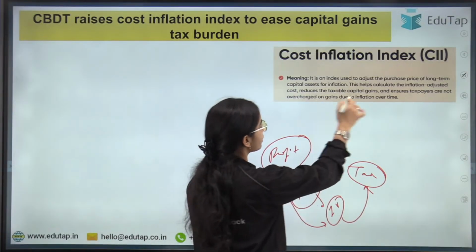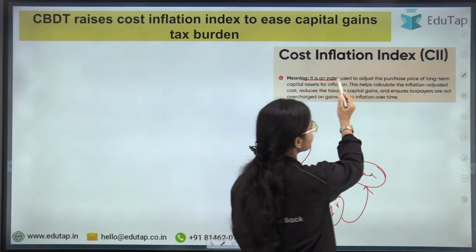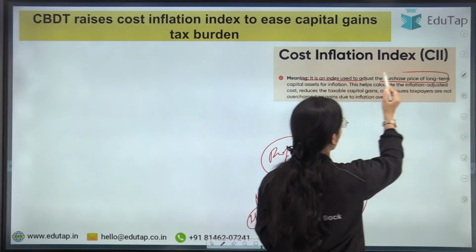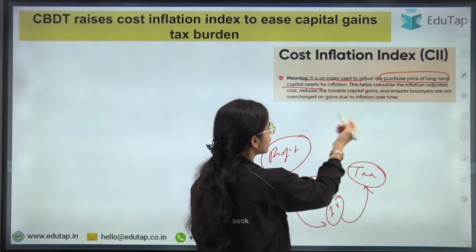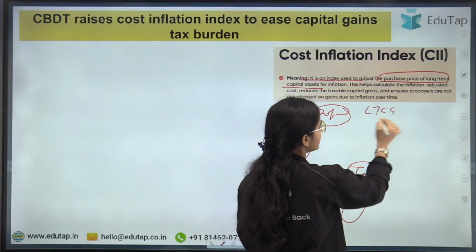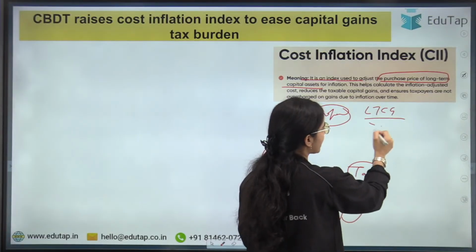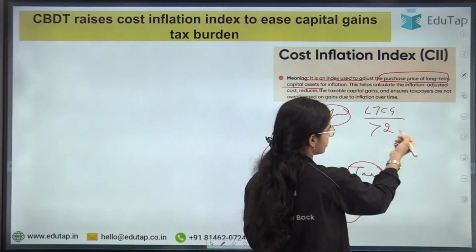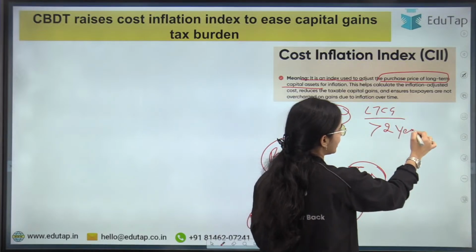So this is the cost inflation index, an index used to adjust the purchase price of a long-term capital asset, okay? So the property, you can understand, long-term capital gain is usually the capital gain that is from something that you are holding for more than 2 years, okay?